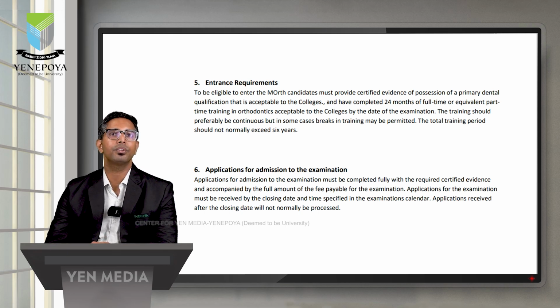Application for admission to the examination. Right now there are 2 ways of doing it. One is the online method and the other is a physical method. For the physical method, after you have done the online registration, you will have to take a printout of it and send it physically to Edinburgh. In Glasgow you can send it via mail.